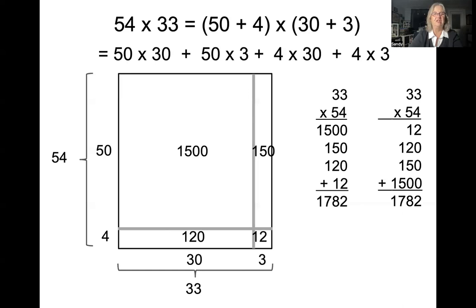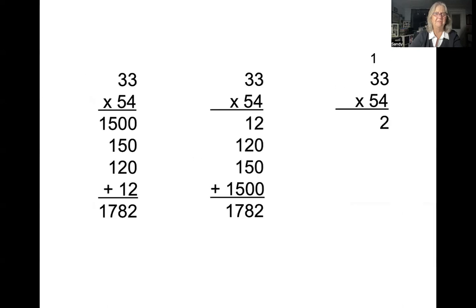I could have started on the right. I could have done the 3 by 4, or 4 by 3, 4 by 30, 50 by 3, 50 by 30. Preserving place value, partial products, and I hope you can see them within our area model.